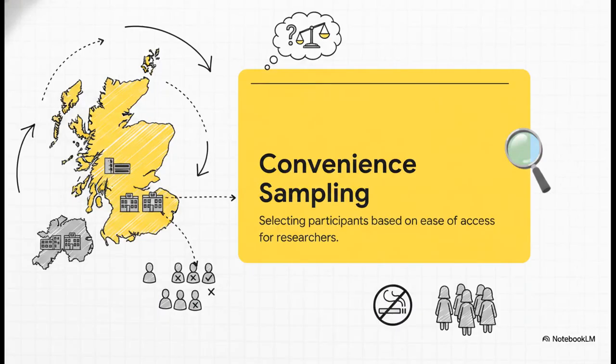Convenience sampling is exactly what it sounds like. Selecting participants based on ease of access for the researchers, like picking a single clinic or one specific geographical area, rather than using true randomness. Our Scottish smoking case study actually used convenience sampling. They pulled their data from specific clinic registers right there in the west of Scotland. Now, the women were selected at random from those specific registers, sure, but because the study was restricted to that one specific location, it wasn't perfectly random across the whole population.